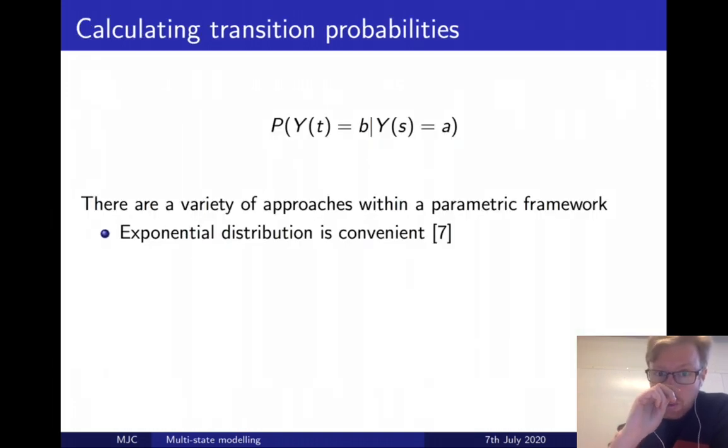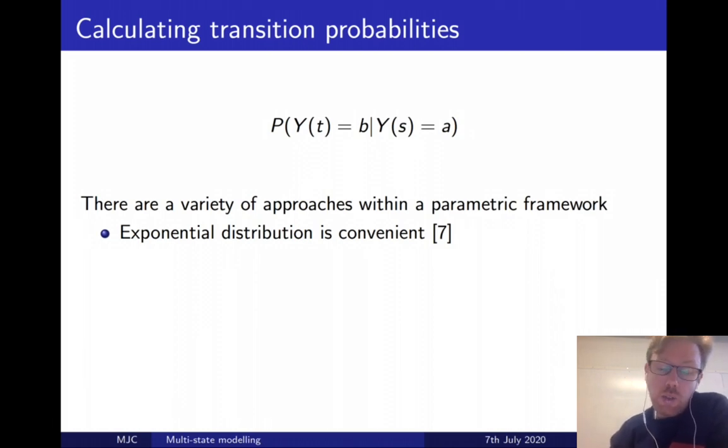Now, calculating transition probabilities, arguably the thing we're most interested in. Probability of being in state B at time t, given you're in state A at time s. Our transition rates completely specify the multi-state model, so how do we then calculate our transition probabilities? There's lots of different approaches. Again, I'm going to whiz through these.